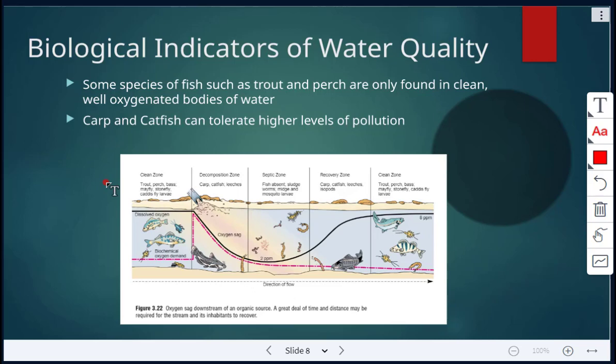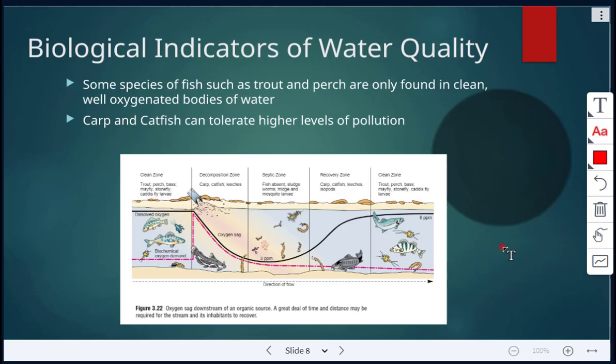We see other organisms like mayfly, stonefly, and caddisfly larvae. Then when we get into the decomposition zone, we only see organisms like carp, catfish, and leeches. At the septic zone, there's no fish at all. We see things like sludge worms, midge, and mosquito larvae. When we get to the recovery zone, we start seeing carp, catfish, leeches, isopods, and then we get back to the clean zone, and now we'll start to see the trout, perch, bass, mayfly, stonefly, and caddisfly larvae.